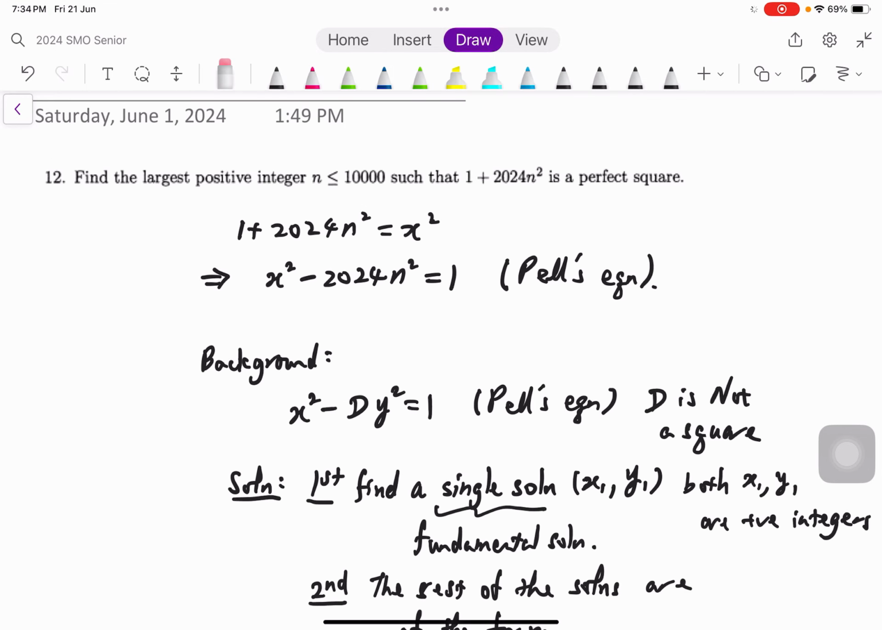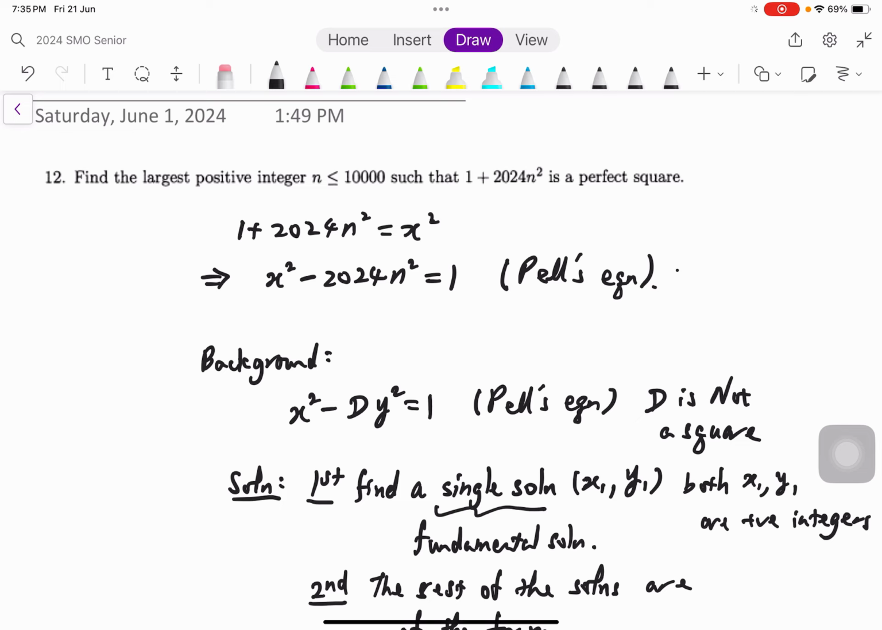Okay, let's look at question 12. Find the largest positive integer n less than 10,000 such that 1 plus 2024 n squared is a perfect square. Therefore, in this case, you can say that 1 plus 2024 n squared is equal to x squared. And then you shift your 2024 n squared to the right hand side, you will get x squared minus 2024 n squared is equal to 1.